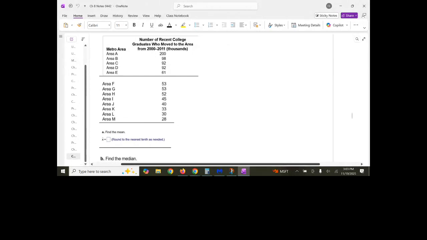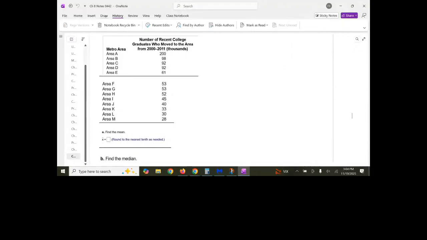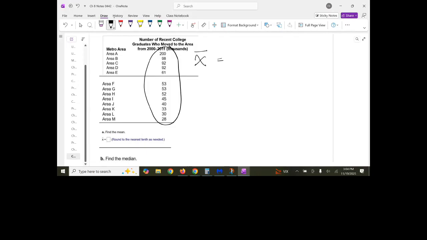And so, y'all, the first part says, can we find the mean? Remember what the mean is. The mean is the average. And the symbol we use for the average is that X with a bar. What that means is we're going to take these numbers and add them up, and then divide by how many numbers we have here.